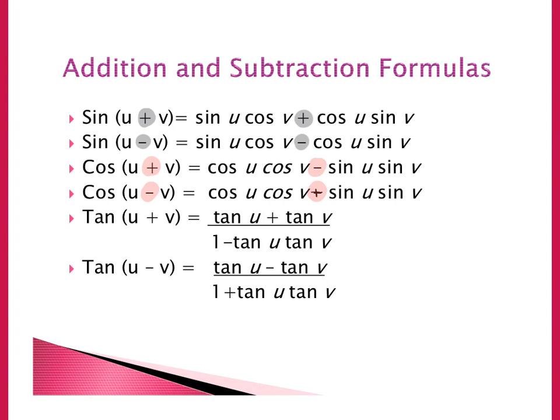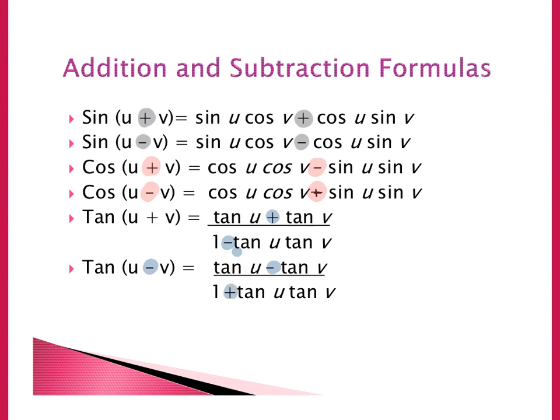And then you've got tangent. So the tangent of the sum of two angles, I do the sum of those in the top and then one minus the difference in the bottom. So add the two tangents together and then one minus the product of those tangents. And then tangent for a subtraction, this time the sign in the top matches. So tangent minus tangent, and then one plus tangent times tangent.